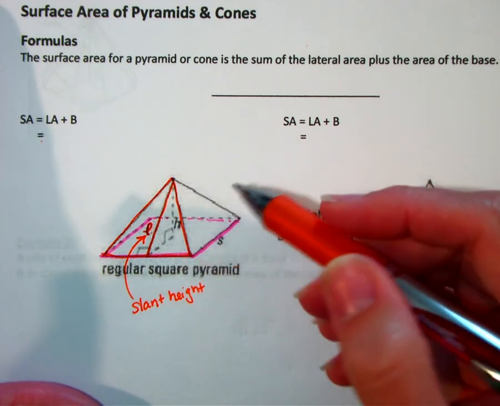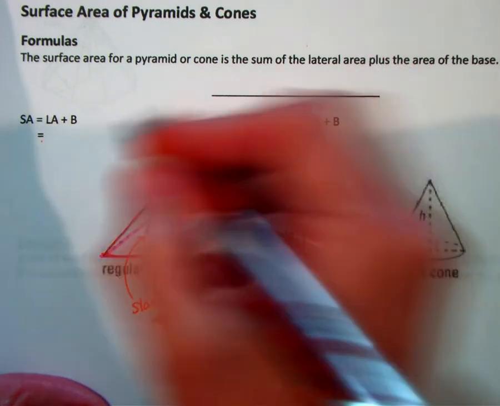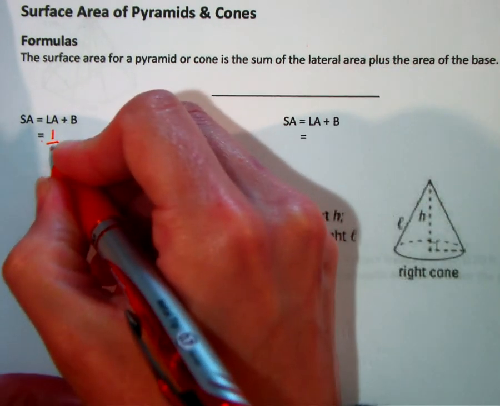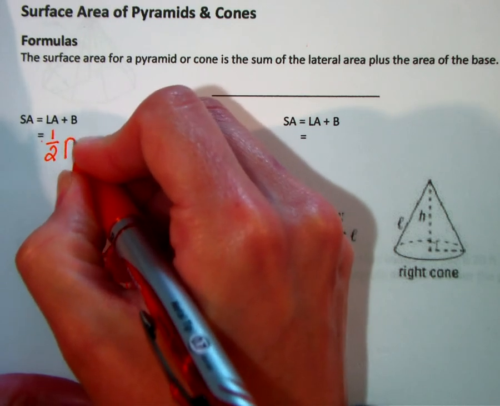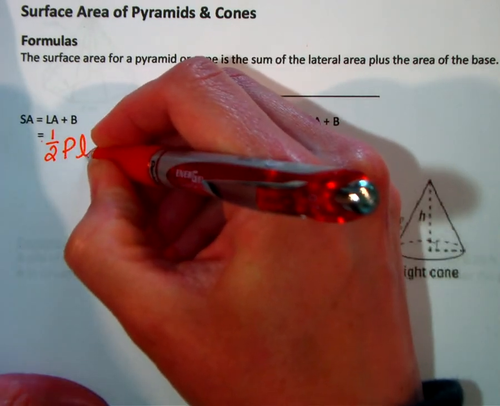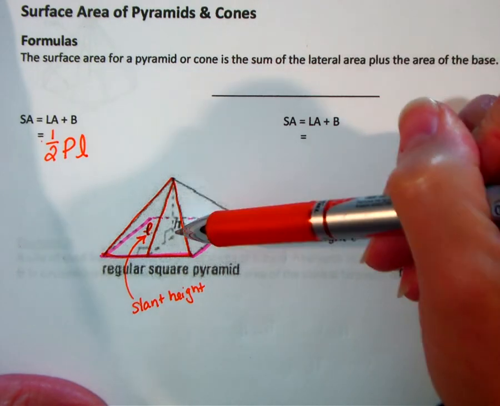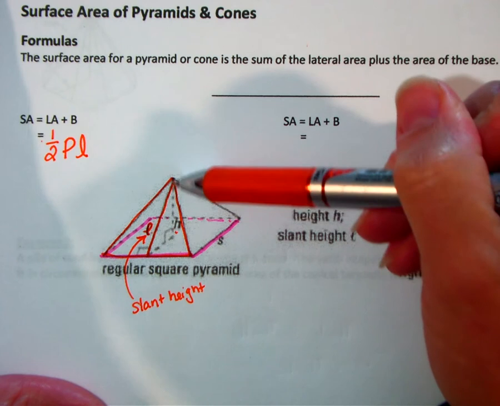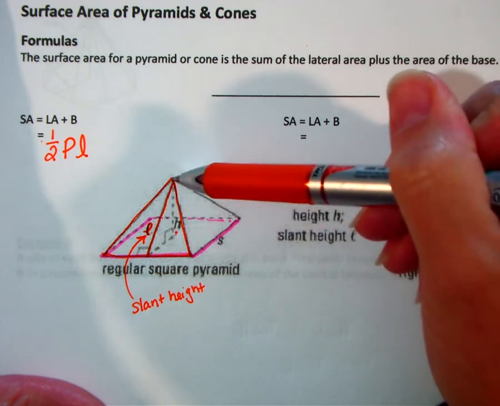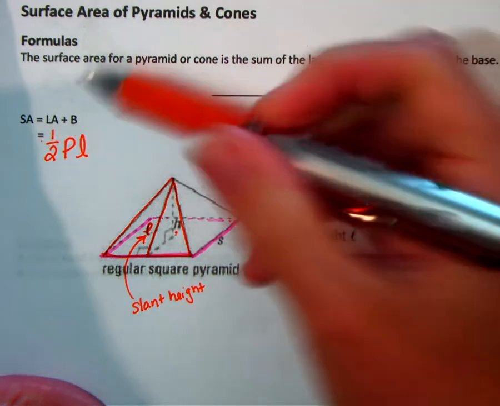So for a pyramid, instead of perimeter times height, it's going to be 1/2 because they're triangles, still perimeter, times slant height instead of height. Now height still exists within a pyramid. It's still the top to bottom distance in the shape, but we don't use that because that's not the height of the sides, which is the lateral area.